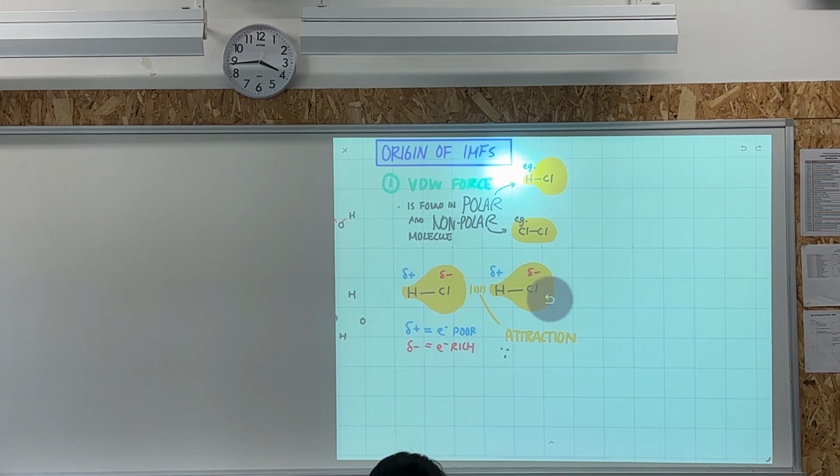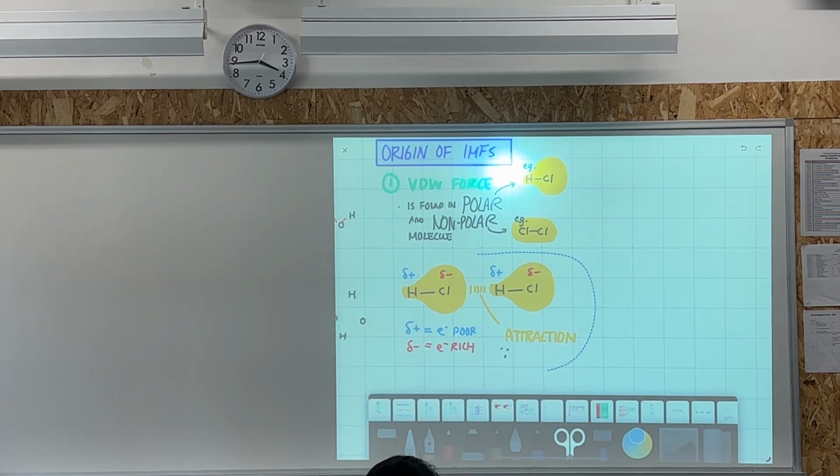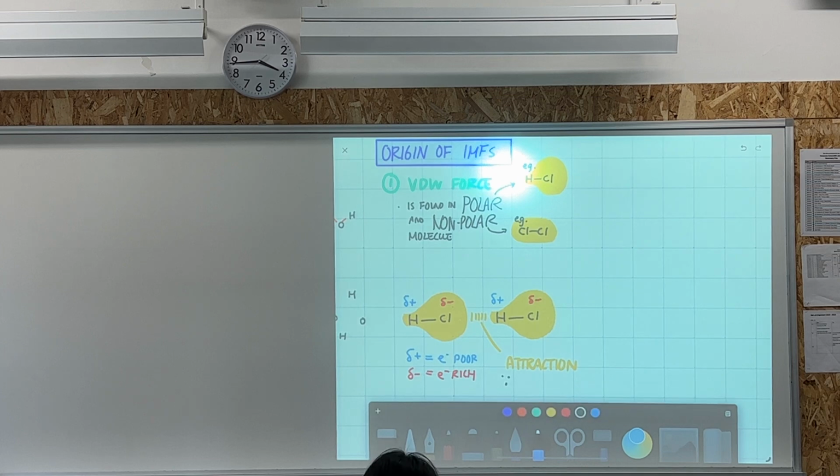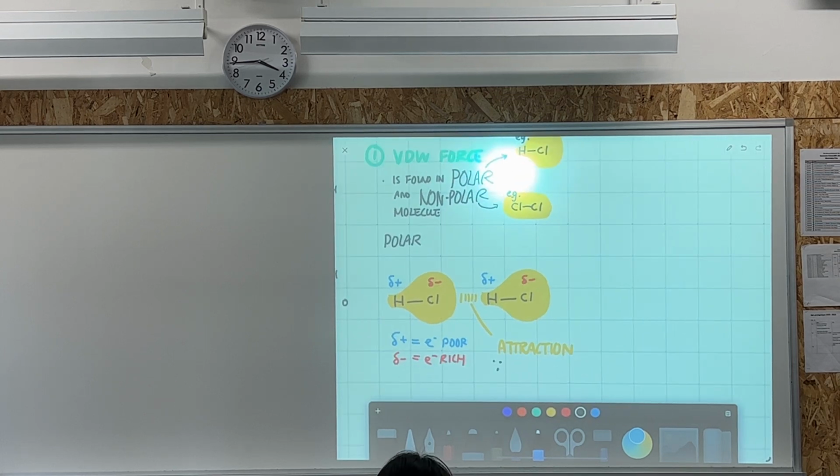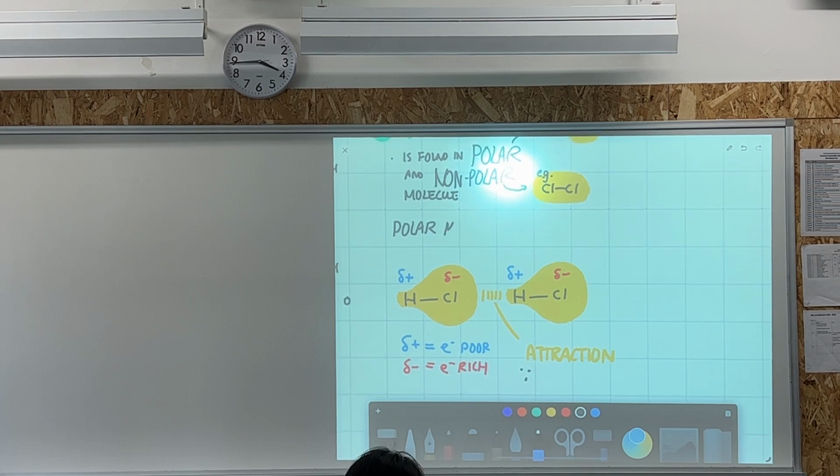So you might want to add a description here. Polar molecules attract due to the presence of charged ends. So polar molecules attract each other. What about non-polar molecules?